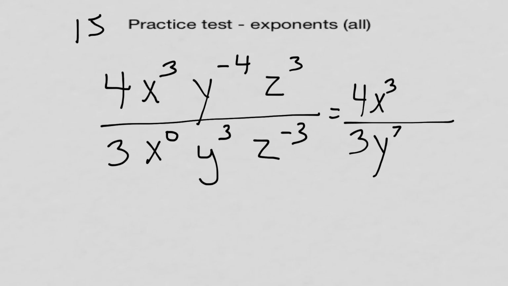Z's, z to the third over z to the negative third. So that's going to be 3 minus negative 3. Minus negative 3 is going to be positive, so it's going to be z to the 6th. And that stays on top.